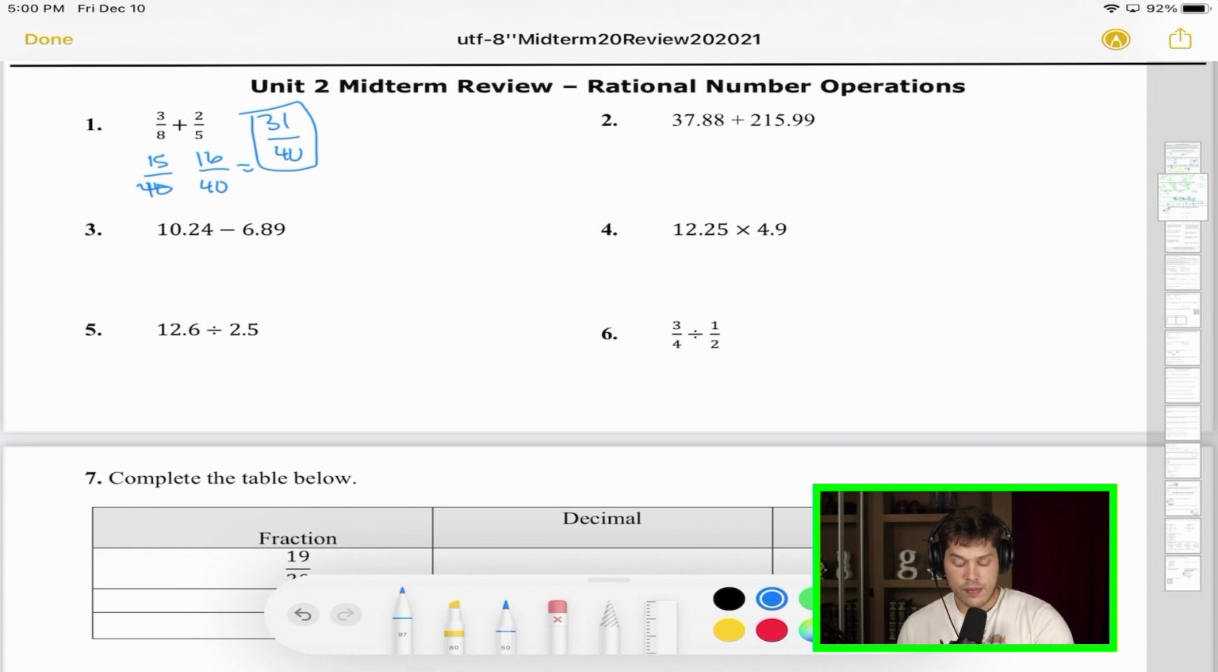Okay. Adding these numbers over here, we'll just line them up. 9 plus 8, 17, carry your 1. 5 plus 7 is 12, plus 1 is 13. 3 plus 1 plus 1 is 5, and then 2. So 253.87.